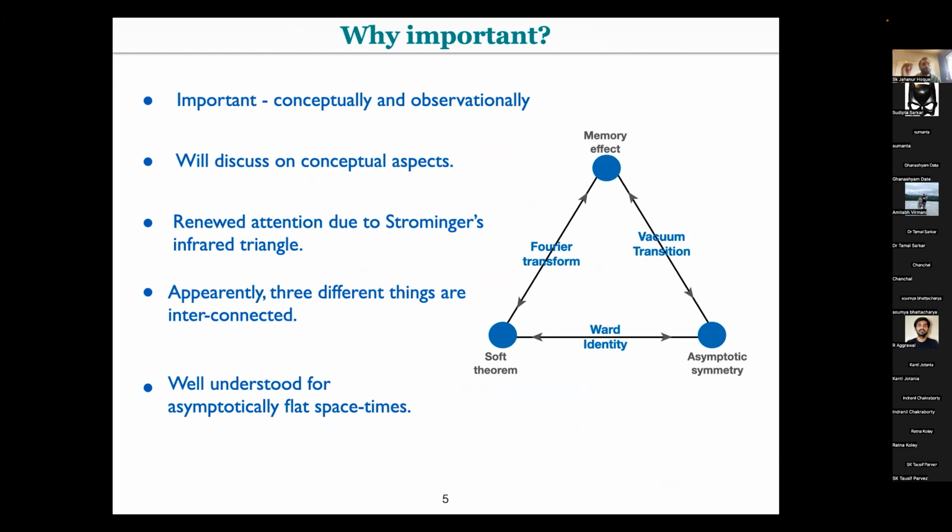Okay. So why is the understanding of memory so important? It is important both conceptually and observationally. As I said previously, the gravitational wave template can contain some signature of memory.